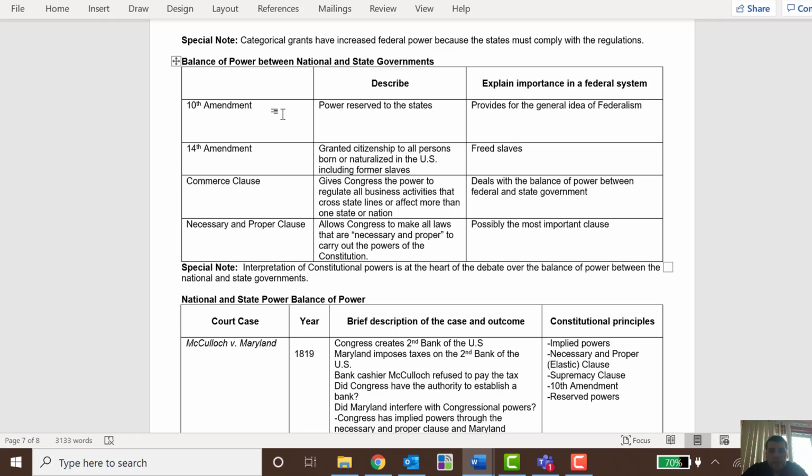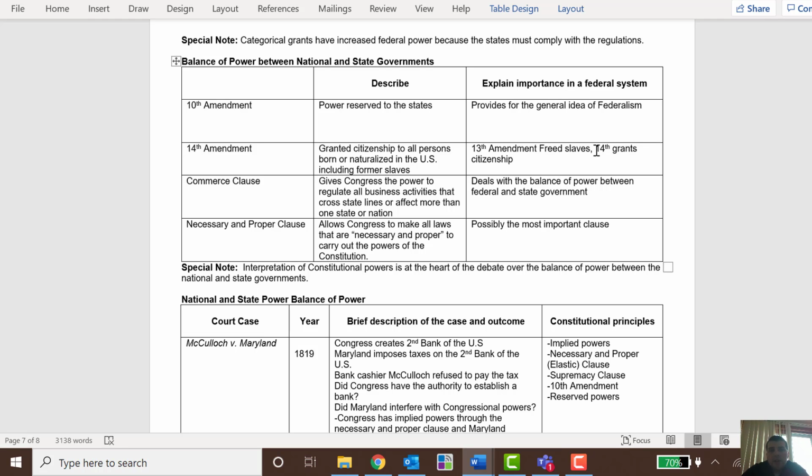But since then, there are a couple other amendments and clauses that come on early that show this balance of power. The 14th Amendment gives citizenship to all persons born or naturalized in the United States. Sorry, that should say the 13th Amendment frees the slaves. This is another example that could fit in. The 14th Amendment grants citizenship. Typos.